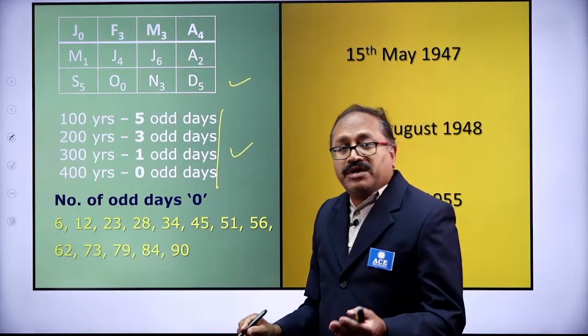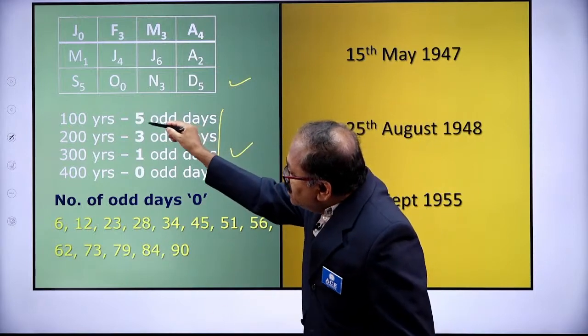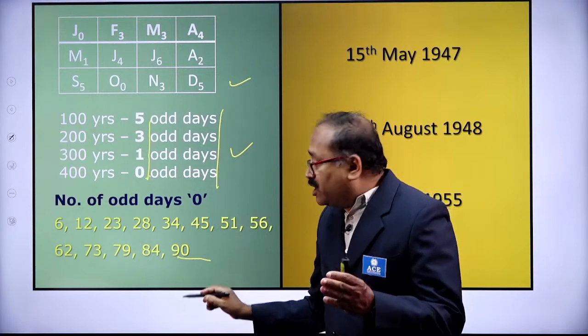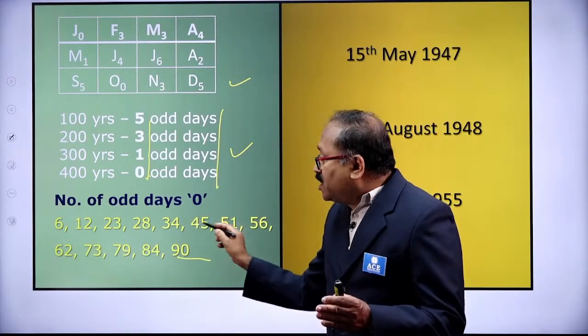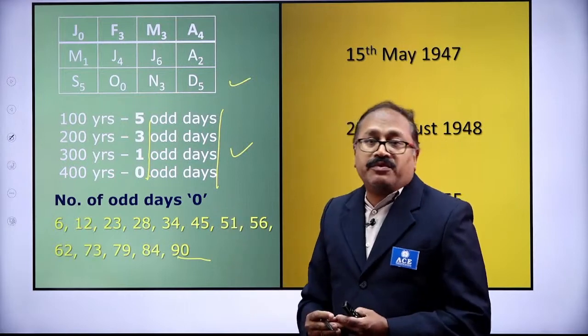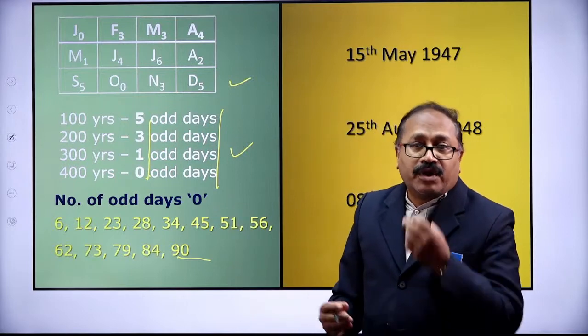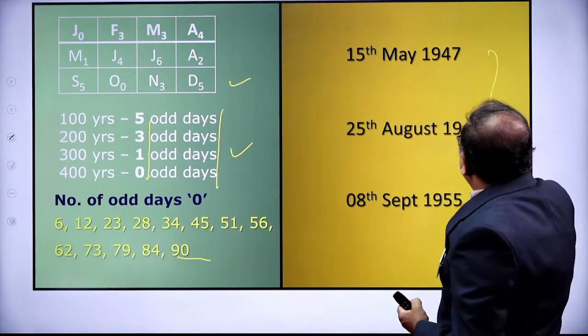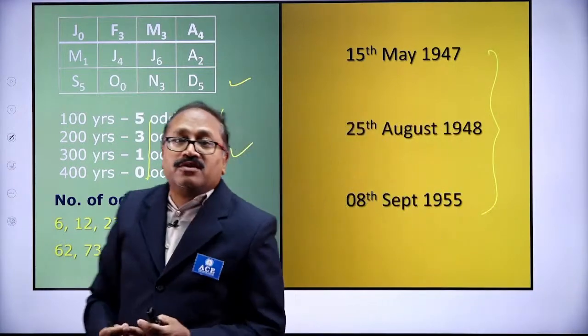100 years, 5 odd days, 200 years. Remember that it's in descending order. And this, if you remember, not necessary, but if you remember these years have 0 odd days, the question will be much faster. Now what I am going to discuss is, if I know this information, how do we calculate the odd days?